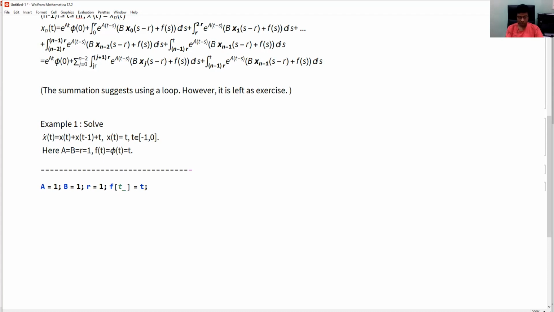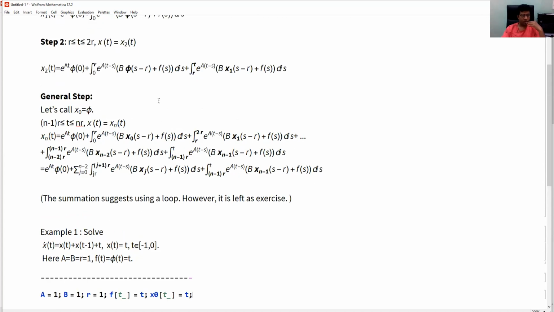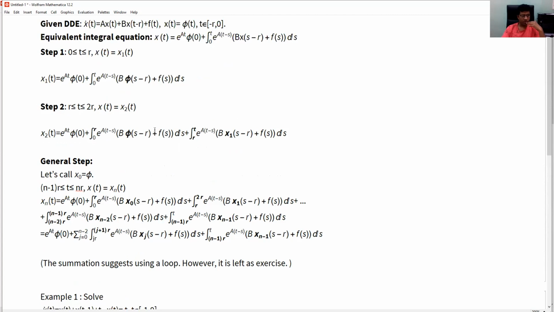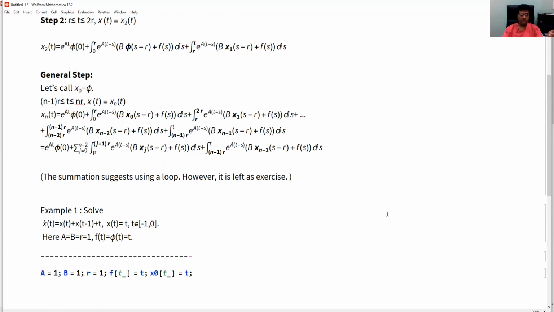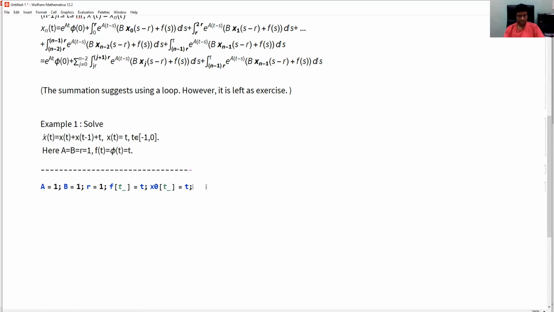Now we define x0 of t, that means phi of t, the initial data. It is also t. So all these are basic things. Now we can proceed with x1. We need to compute this term, e raised to a t into phi of 0. So let us run this thing first.